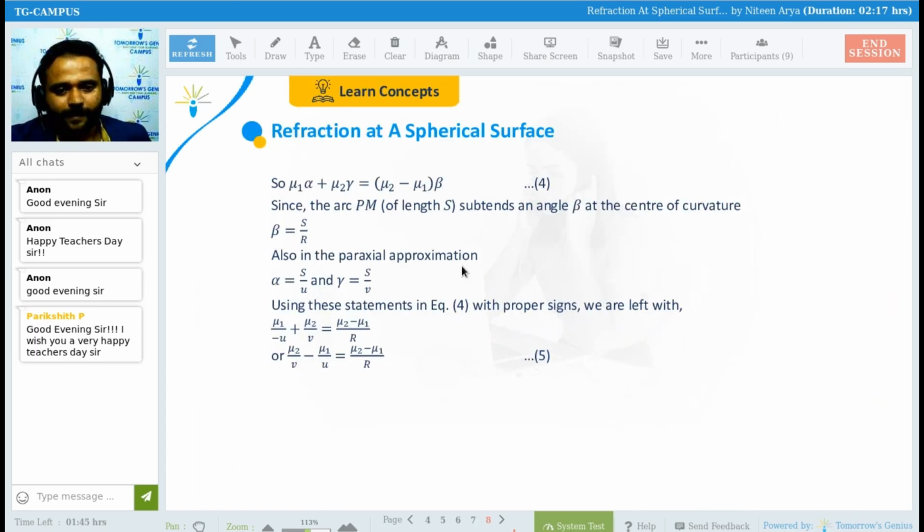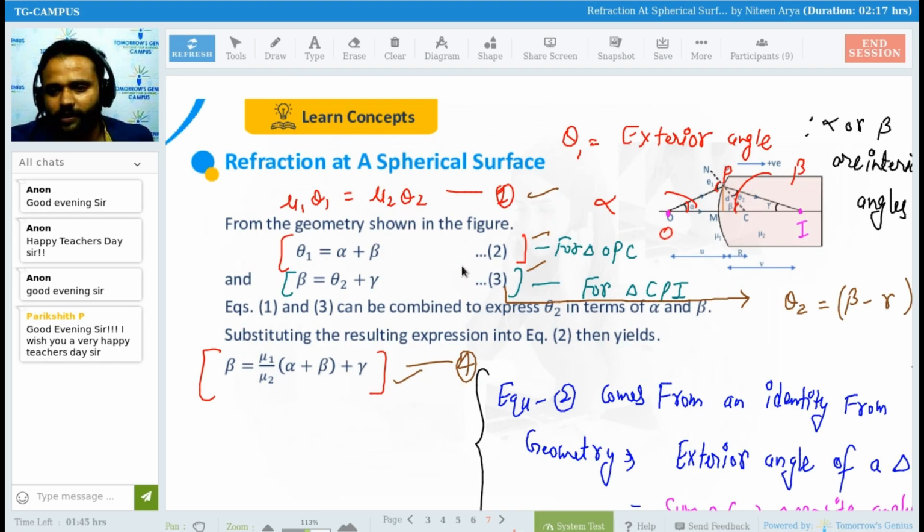Now moving ahead, we know mu1 alpha plus mu2 gamma equals mu2 minus mu1 beta. Since the arc PM of length S subtends an angle beta at the center of curvature, beta equals S by R.